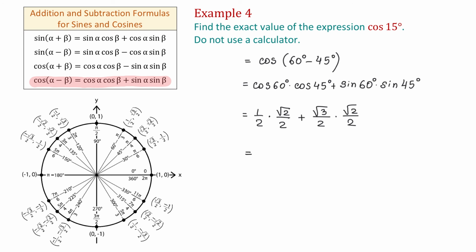Then we will have square root of 2 over 4 plus square root of 6 over 4. And if we add these two fractions together, we will have square root of 2 plus square root of 6 all over 4. And this is the exact value of cosine of 15 degrees.